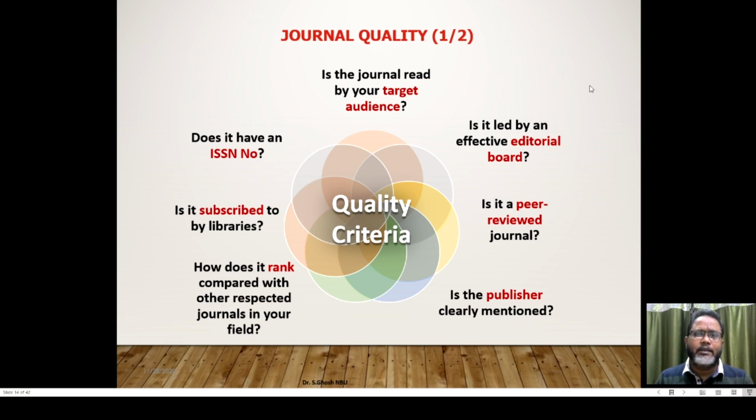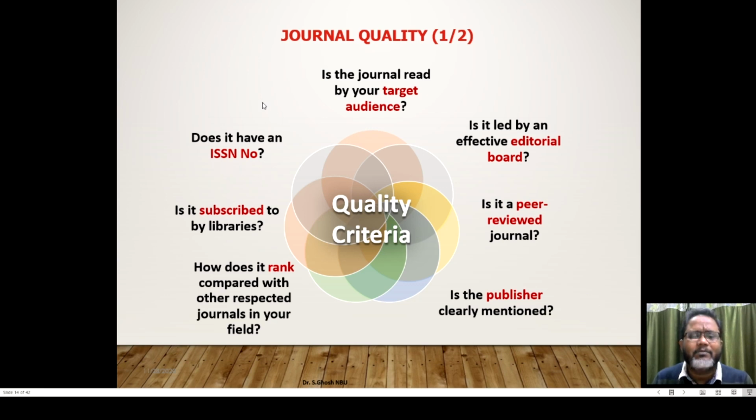Now regarding journal quality, whenever we talk about how we can assess that a journal has quality, this quality criteria is judged by the following. Although, from my perspective, some of these quality parameters may not be very worthy to consider as the concept of quality, they are somewhat related. Is the journal read by your target audience? This is very important: how many researchers in your area are reading that particular journal.